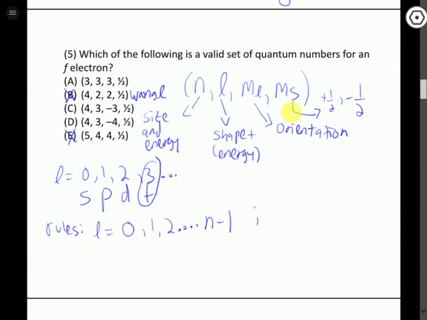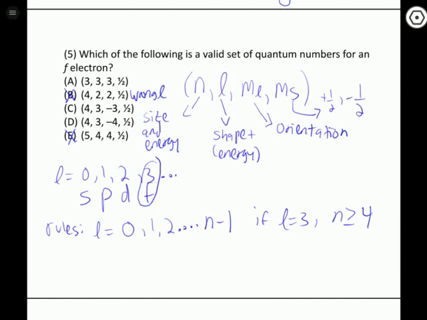So that means in this situation, L equals 3, n has to be greater than or equal to 4. To have an f orbital, one that has L equals 3, n has to be 4 or greater, because the biggest value of L is n minus 1. So from that we can eliminate choice A, because that's an invalid value of n. You cannot have n equals 3 if L also equals 3. So we've gotten one more of our choices out of the way.